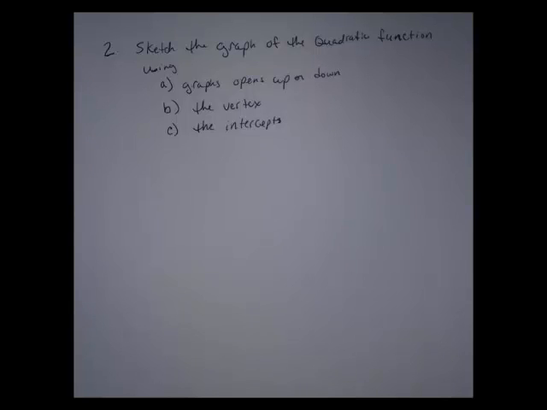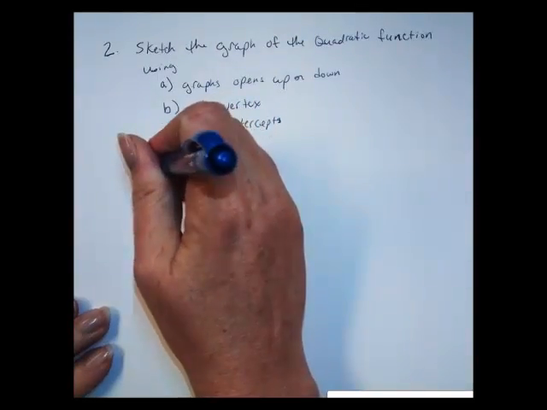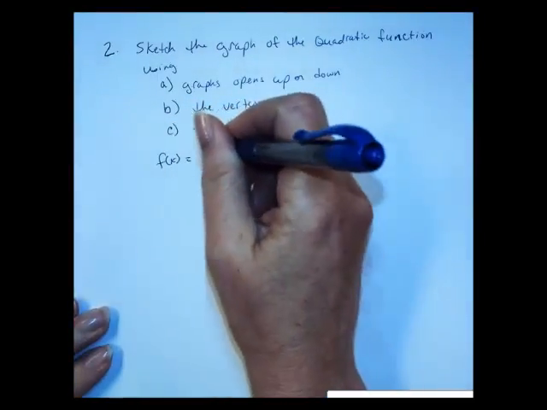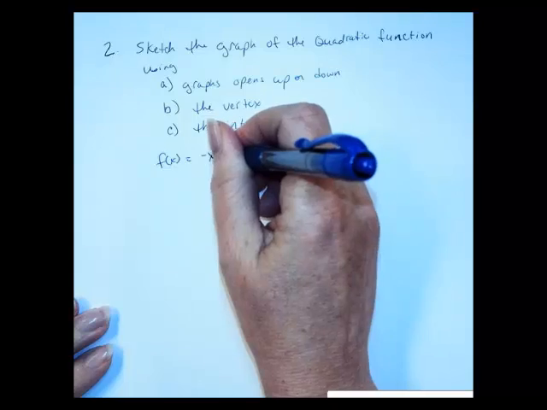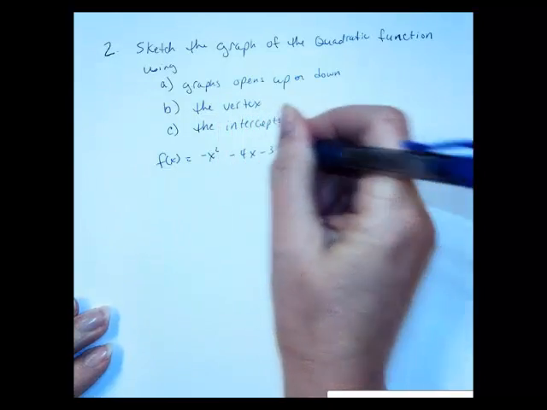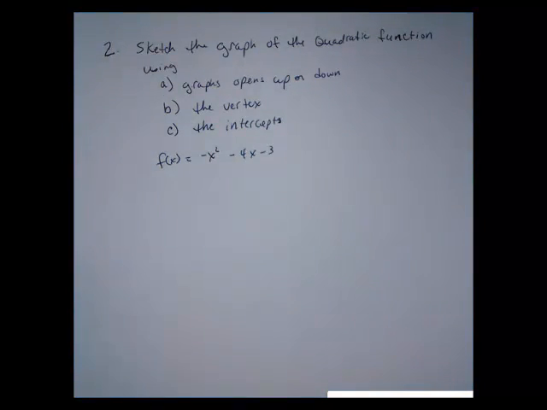We are sketching the graph of the quadratic function, and we're going to figure out whether the graph opens up or down, the vertex, and the intercepts. Our problem for this is f of x is equal to negative x squared minus 4x minus 3. The first thing we want to figure out is if the graph opens up or down.